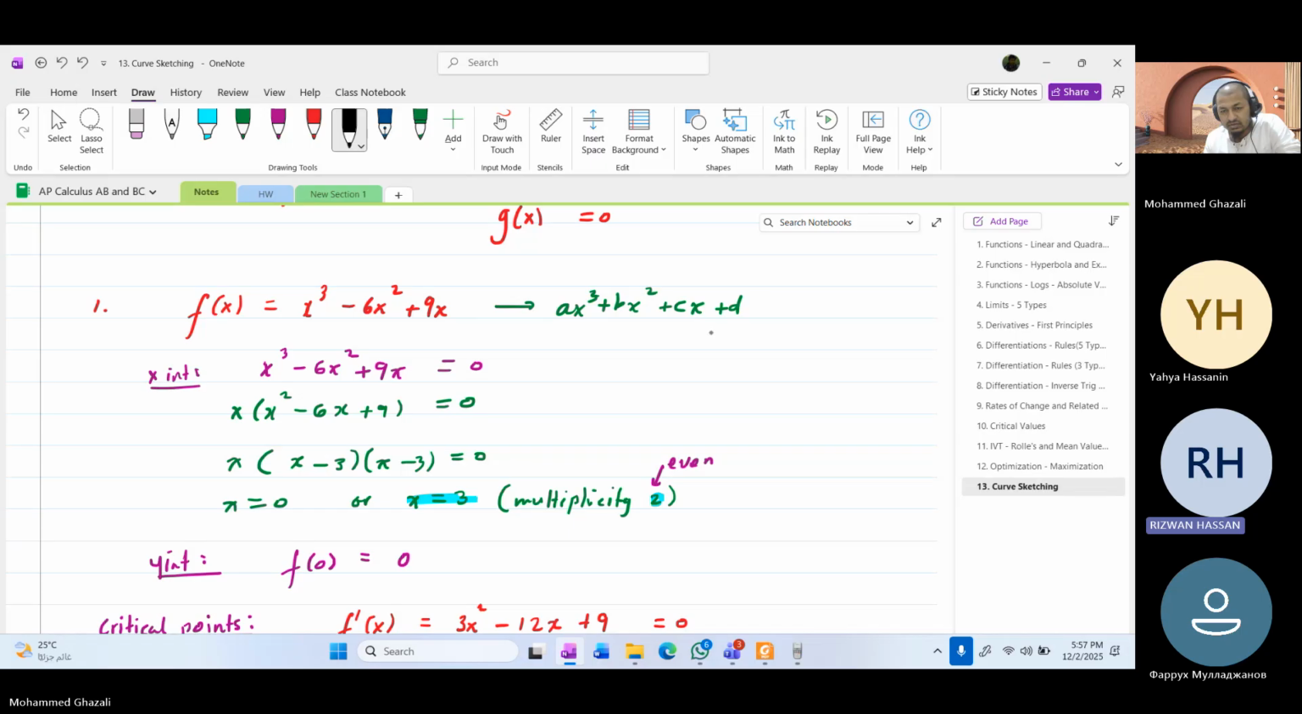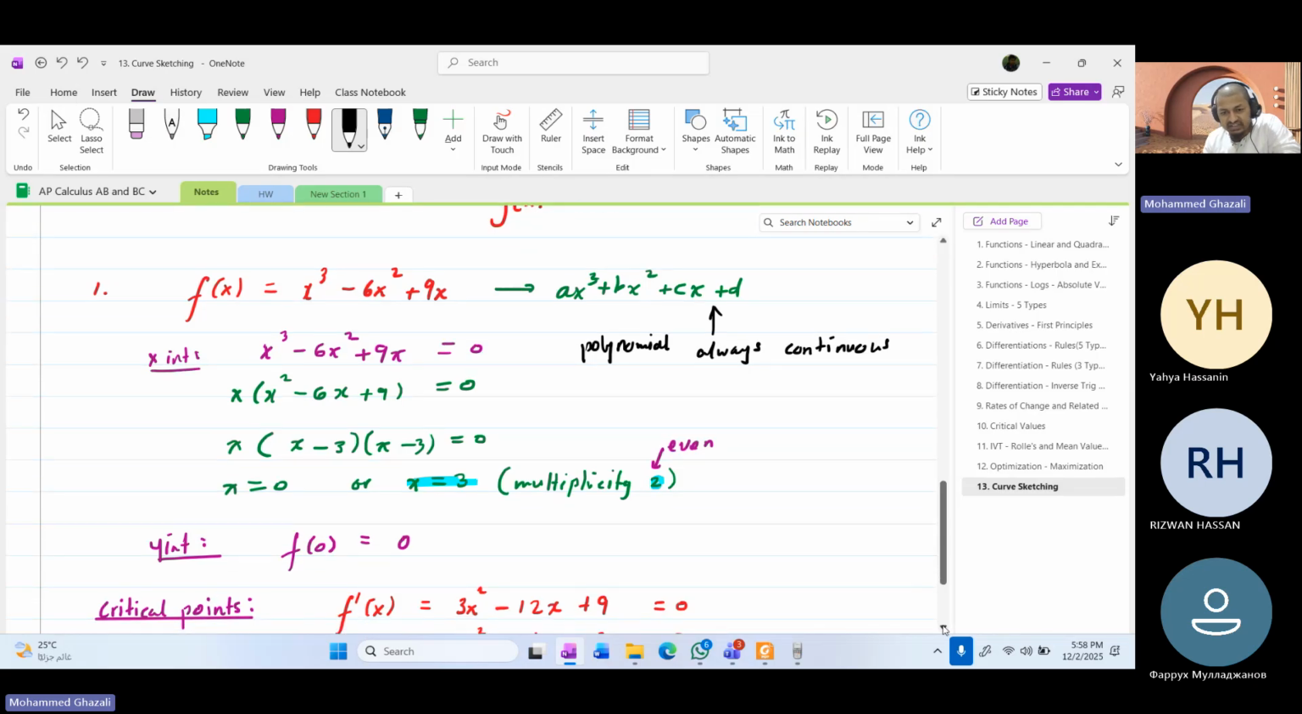Wait, so that means that discontinuous graphs that have a break in the graph, those points are also critical points as well, right? Yes, like in the rational function. I will come to that. So remember, all polynomial functions are always continuous. Yes, that's a good question. But anyways, let's stick to the basics of sketching this function.